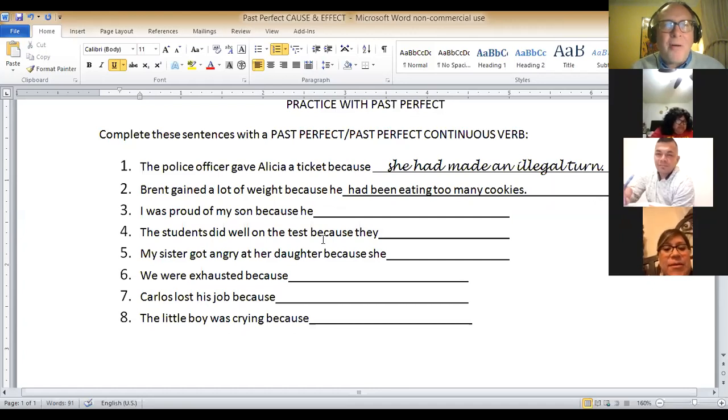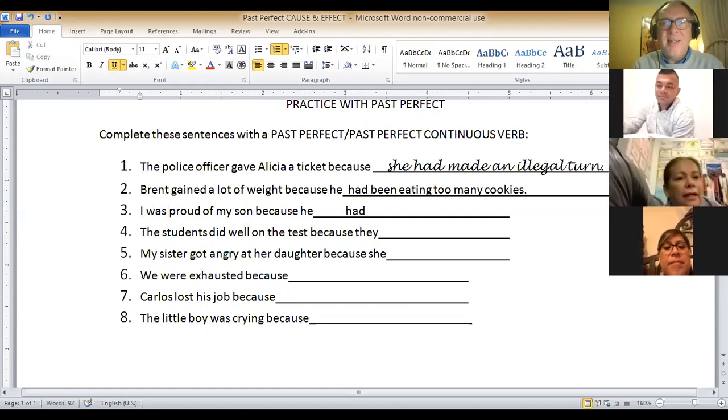I was proud of my son. Again, simple past. He had passed the exam. He had passed. He had gotten good grades. The students did very well on the test because they had studied hard.